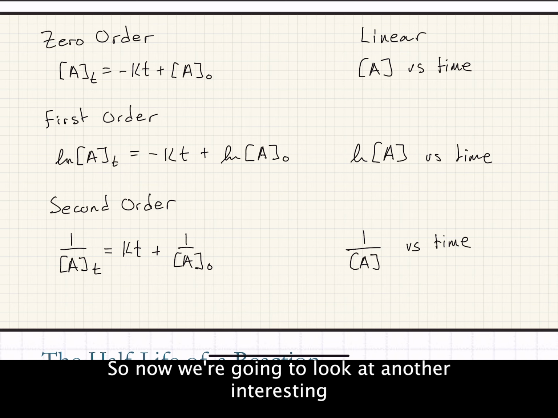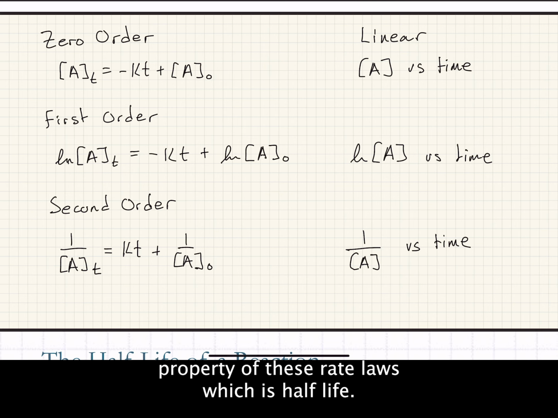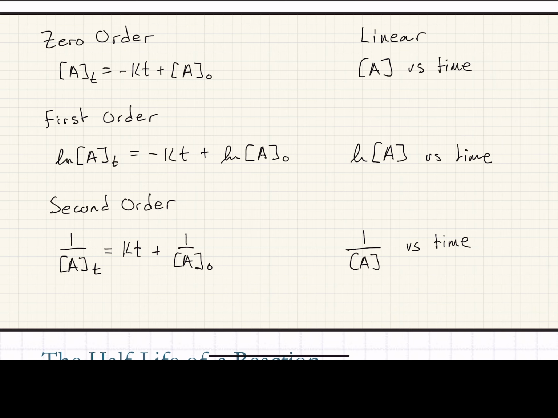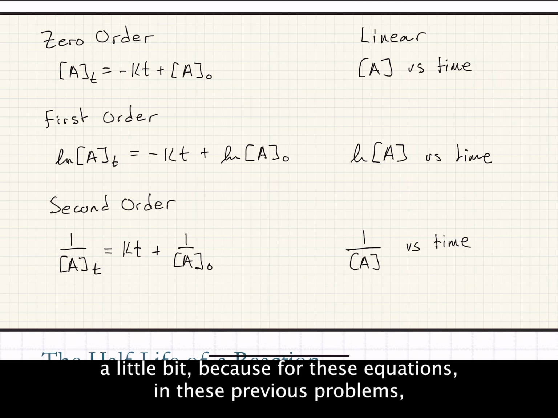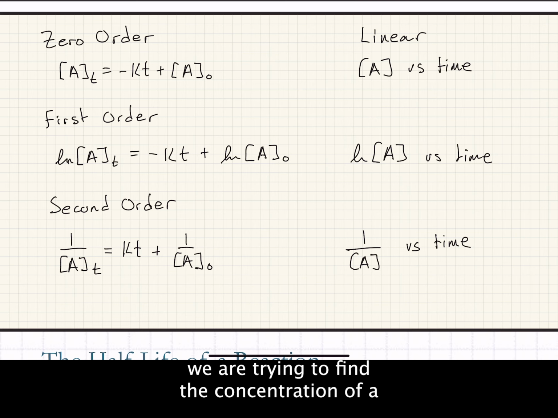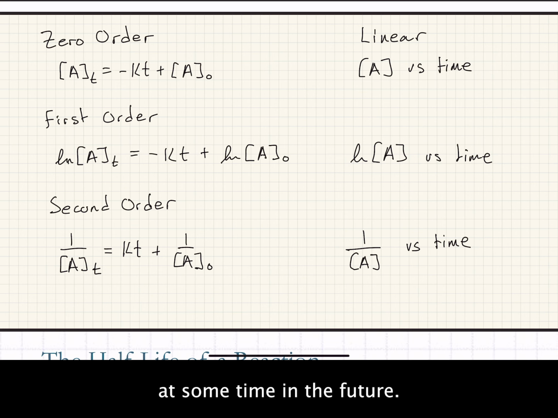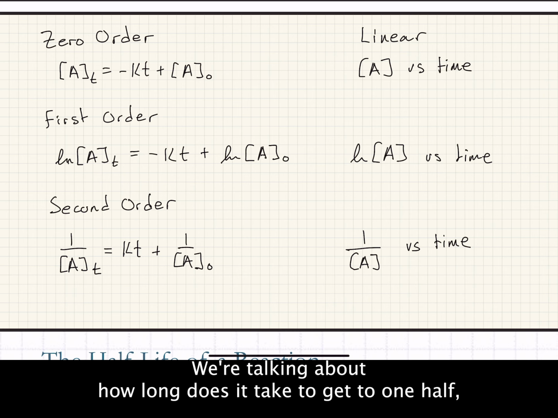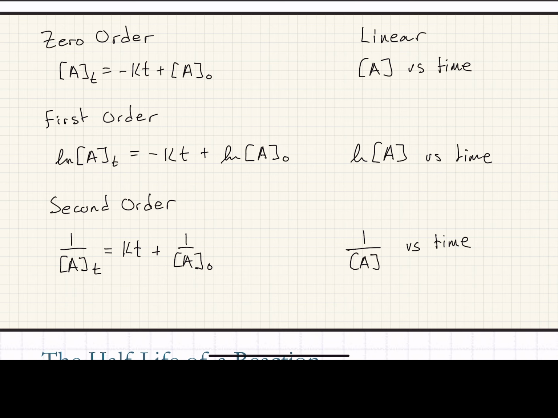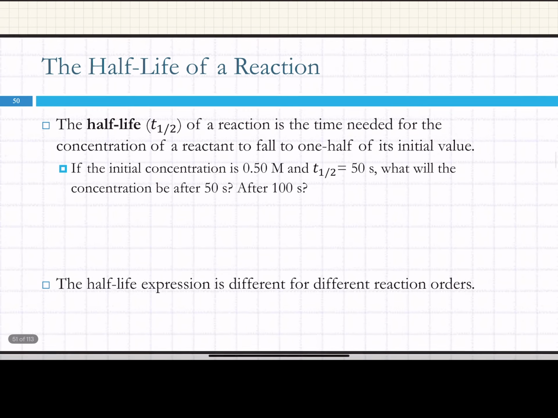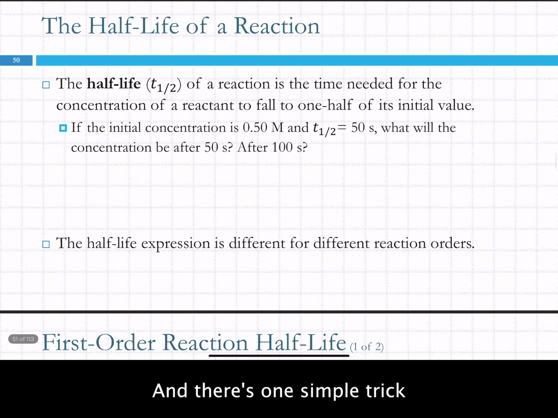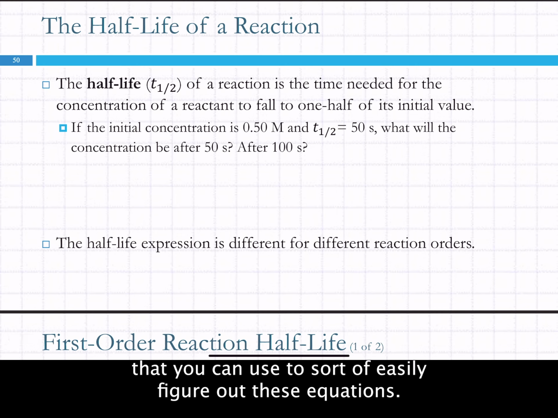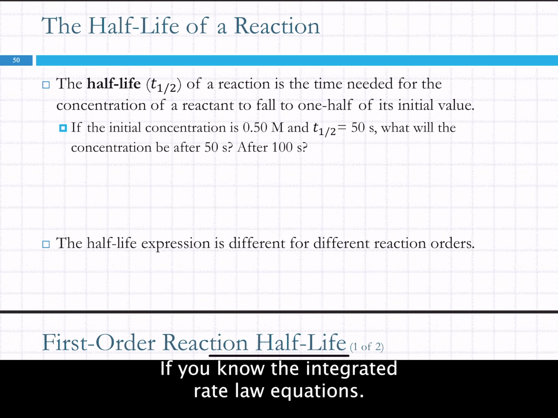Yep. So now we're going to look at another interesting property of these rate laws, which is half-life. And for half-life, we kind of have to change our perspective a little bit, because for these equations and previous problems, we are trying to find the concentration of A at some time in the future. When we talk about half-lives, we're talking about how long it takes to get to 1/2. And how does that change for zero order, first order, and second order? There's one simple trick that you can use to easily figure out these equations if you know the integrated rate law equations.